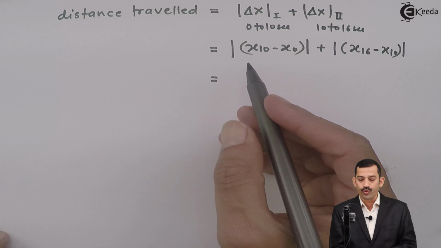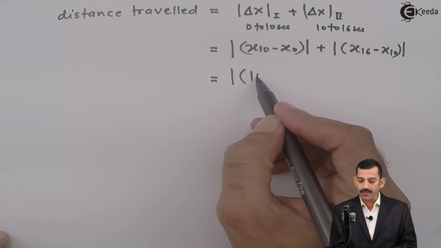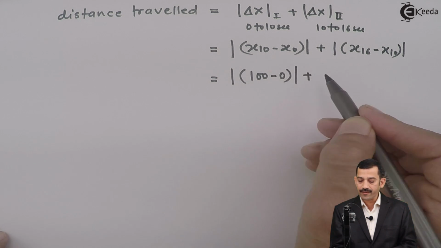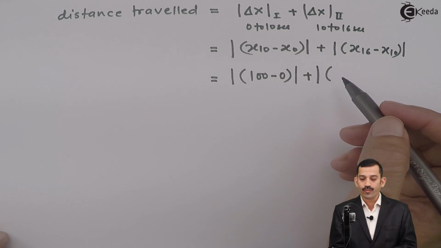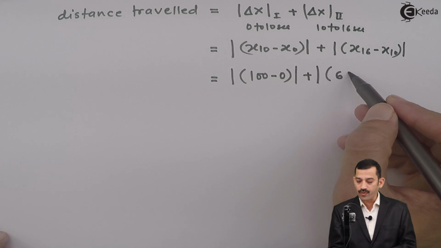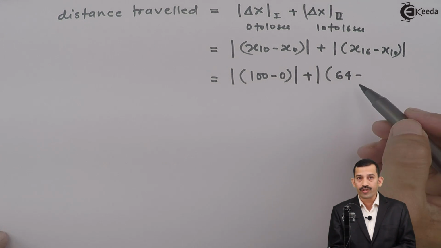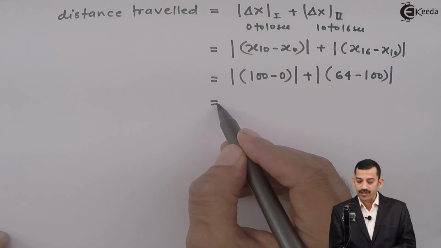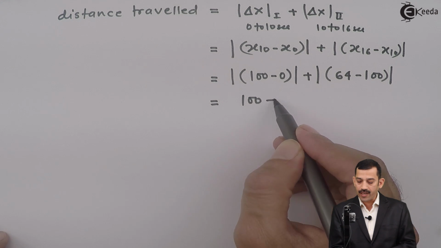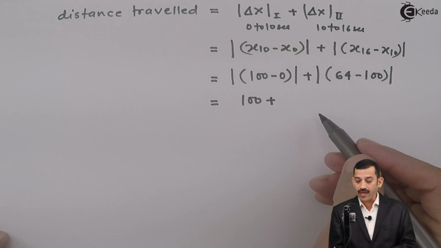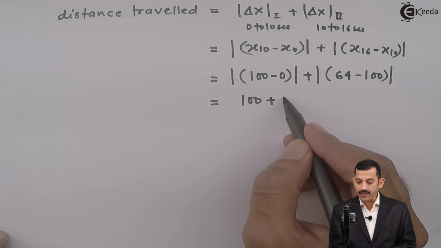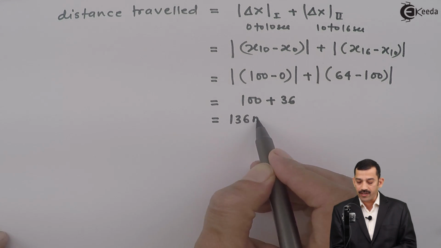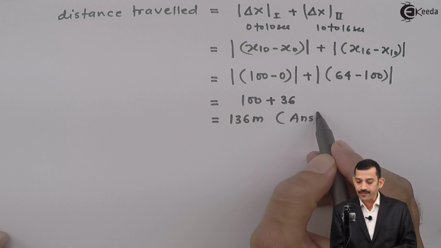At 10 seconds the position is 100 meters, at 0 seconds it is 0, plus at 16 seconds the position we calculated is 64 meters, minus the position at 10 seconds, which is 100 meters. 100 minus 0 is 100, plus 64 minus 100 is minus 36. With the mod sign we will get a positive value. The answer comes out to be 136 meters. This is the distance travelled.